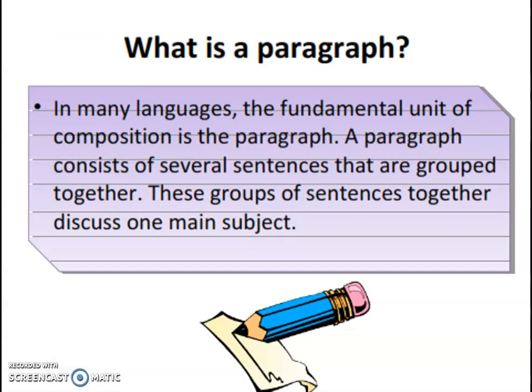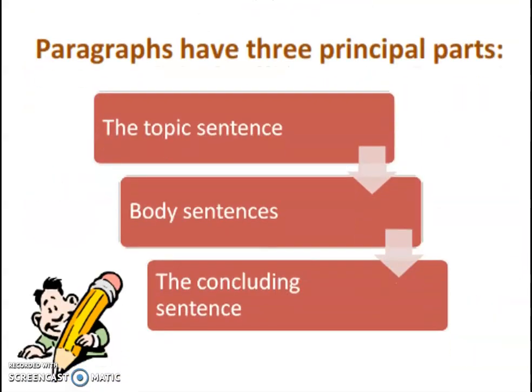First of all, let's define what a paragraph itself is. In many languages, the fundamental unit of composition is a paragraph. A paragraph consists of several sentences that are grouped together. These groups of sentences together discuss one main subject. Paragraphs in academic writing have three principal parts, that is the topic sentence, body sentences, and the concluding sentence.